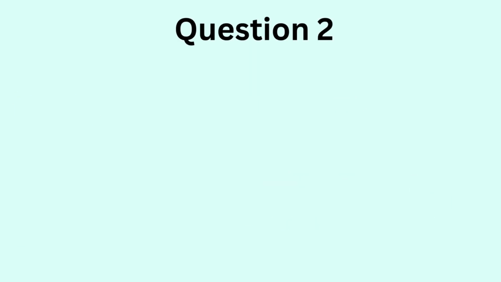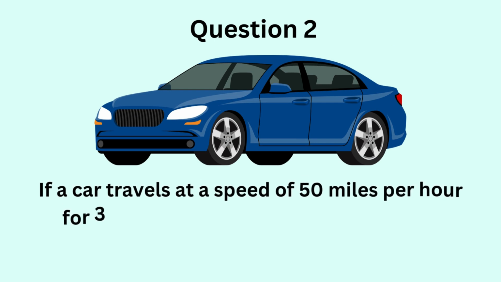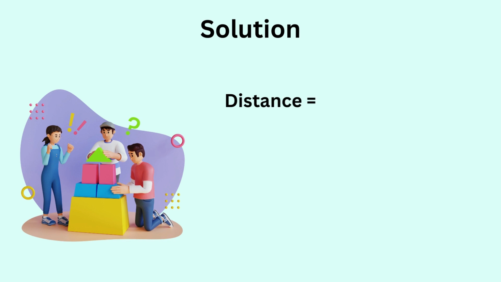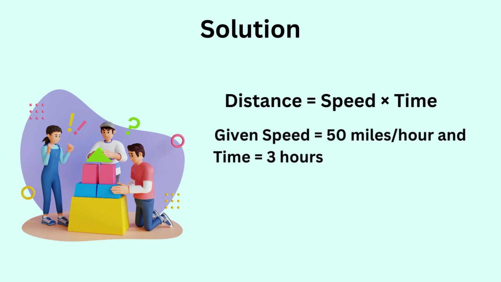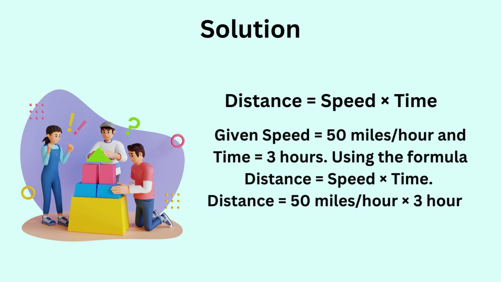Now let's see examples for calculating distance. Question 4. If a car travels at a speed of 50 miles per hour for 3 hours, what distance does it cover? Solution. Given speed is equal to 50 miles per hour and time is equal to 3 hours. Using the formula distance is equal to speed multiplied by time. Distance is equal to 50 miles per hour multiplied by 3 hours equals to 150 miles.